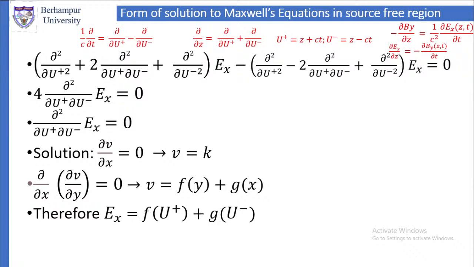Now let us see whether this is valid or not. If v is equal to f(y) plus g(x), find out ∂v/∂y. ∂v/∂y will be ∂f/∂y plus ∂g/∂y. Since g is a function of x, ∂g/∂y will be equal to 0. So ∂v/∂y is equal to ∂f/∂y. Now ∂/∂x of ∂v/∂y will be ∂/∂x of ∂f/∂y. Now f is a function of y, so ∂f/∂y is a function of y only. So ∂/∂x operating on a function of y is 0. So this form is the proper form.